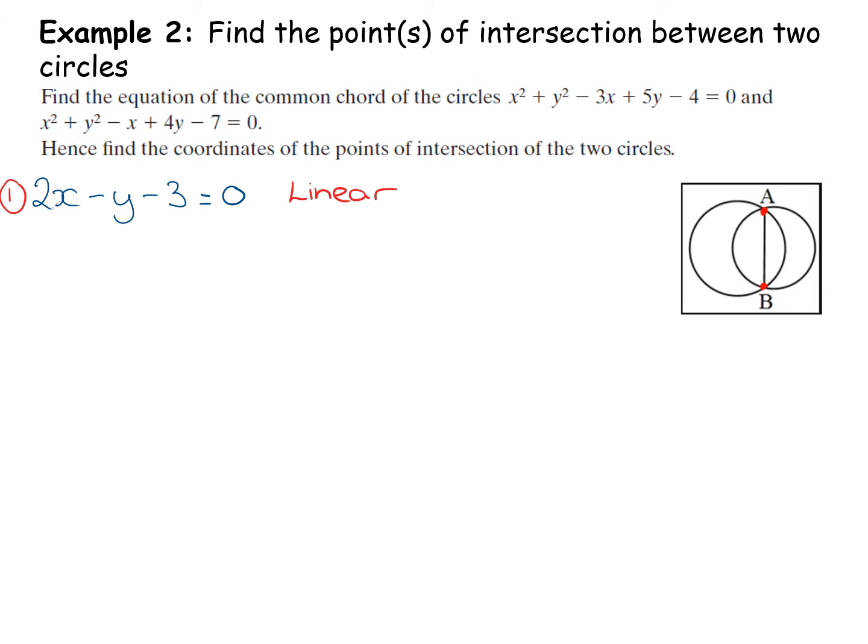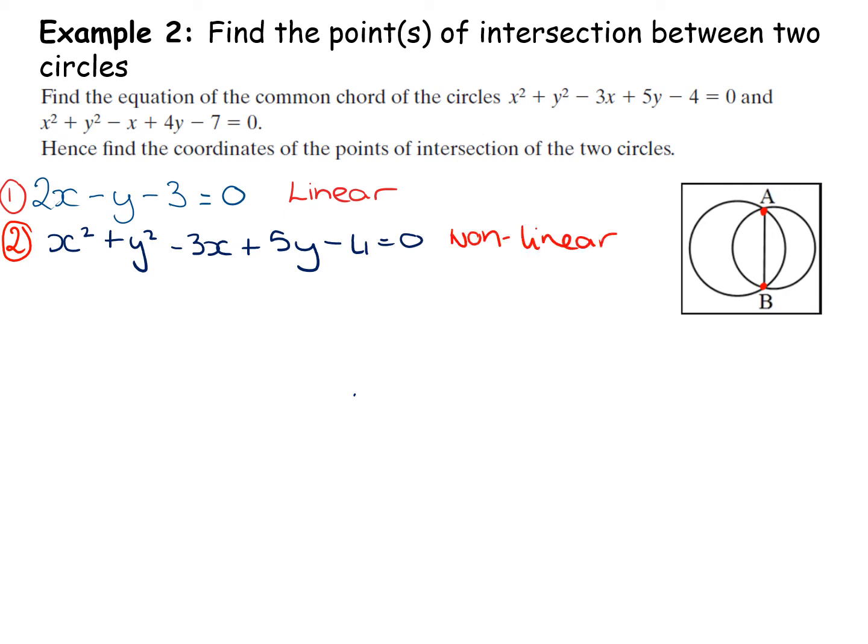So with this linear, I'm going to take the first circle. I'm going to call this equation 2 just so we can keep track of everything. So that is x squared plus y squared minus 3x plus 5y minus 4 equals 0. Now this is my non-linear. So this is exactly the same process as we'd have if this question was asked in like a section A of paper 1, where we're asked to find the points of intersection of a linear and non-linear. It's the exact same method.